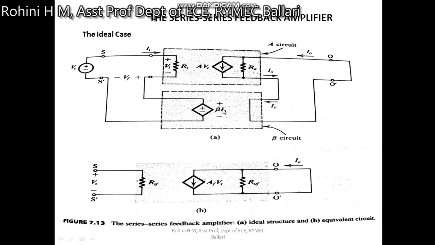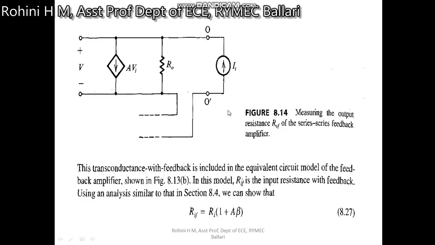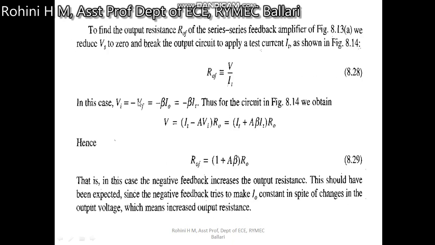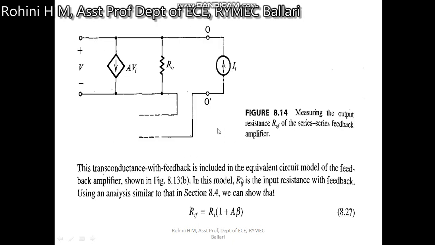Vf is equal to the same thing, the potential between these two ends. What is the potential between these two ends? That is beta into I naught, the dependent voltage source that is connected. So therefore we are writing Vf as beta into I naught, which is also equal to beta into I1. This is also from the circuit. So for that circuit we can obtain V is equal to I into R. So this is from the equivalent circuit.